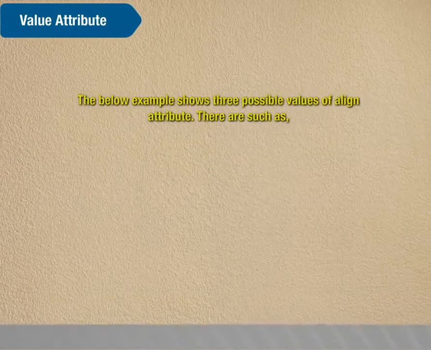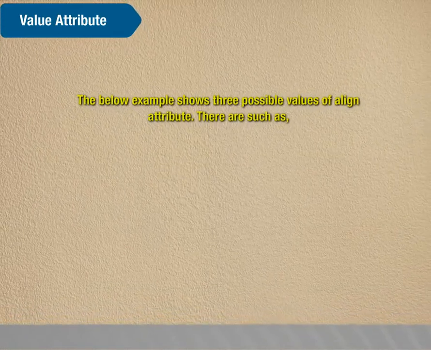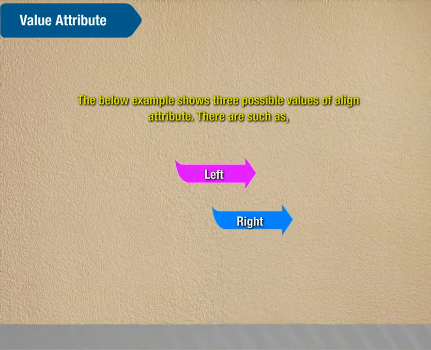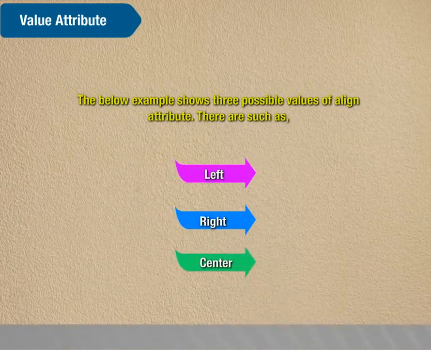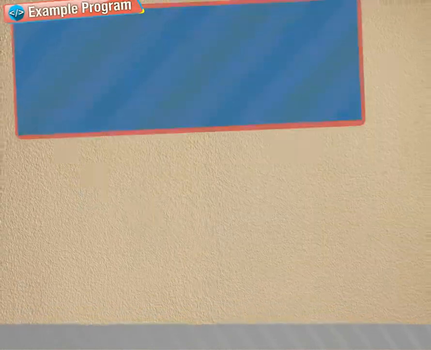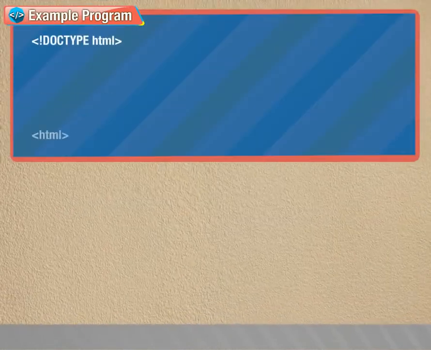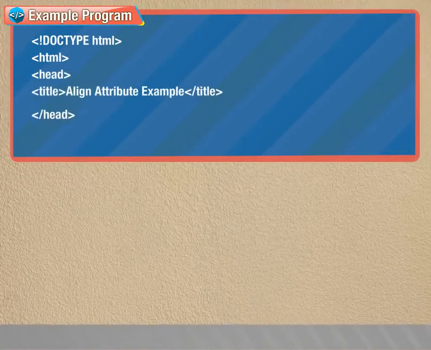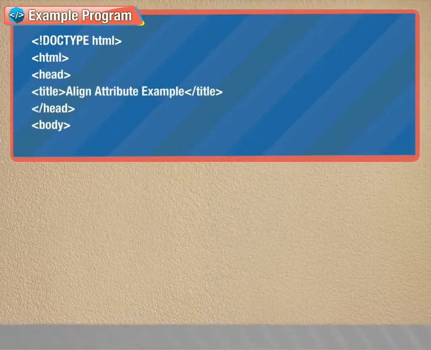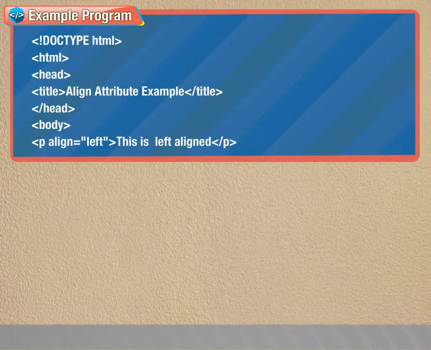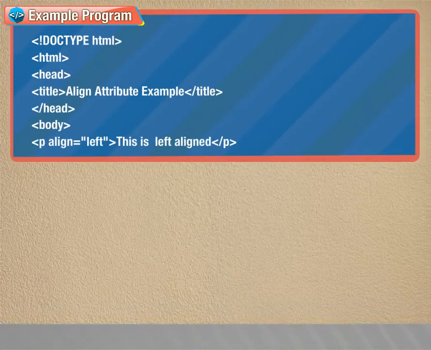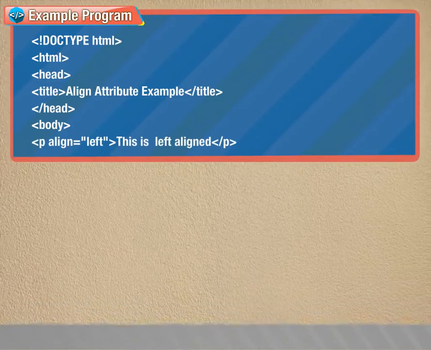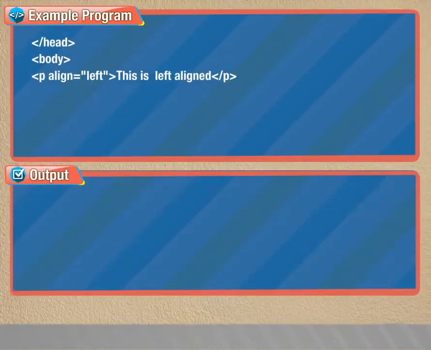The below example shows three possible values of the align attribute. They are left, right, center. Let us see the example program of the align attribute. The output of this program is shown in screen.